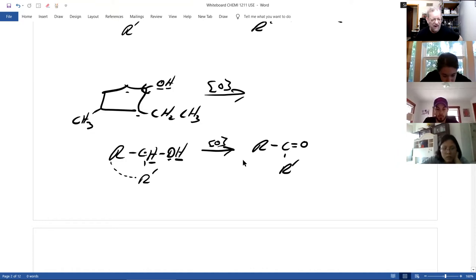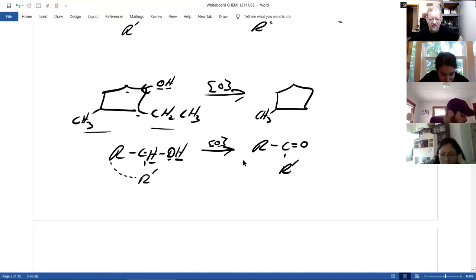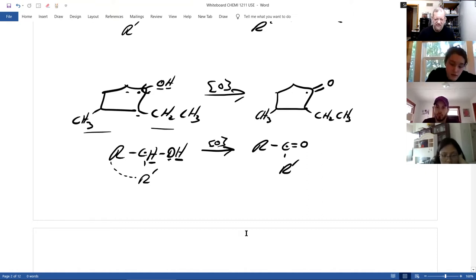Now here's this carbon here. We have the whole ring, which is our R and R prime. Do you break carbon-carbon single bonds? No. So I'm going to wind up with the ring. I'll still have the methyl group where it is. I'll still have the ethyl group where it is. And this carbon here, which is this carbon here, which is this carbon here, will now be double bonded to oxygen. And that's how you do it.